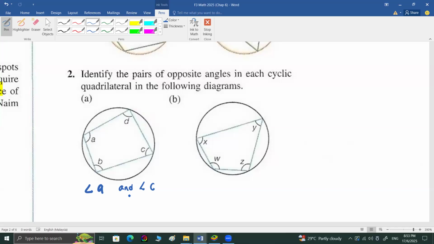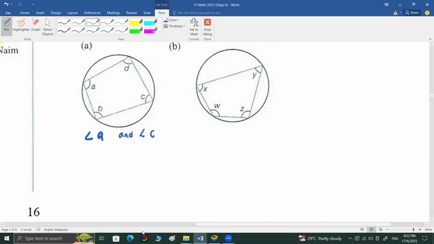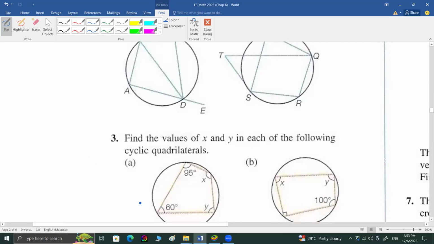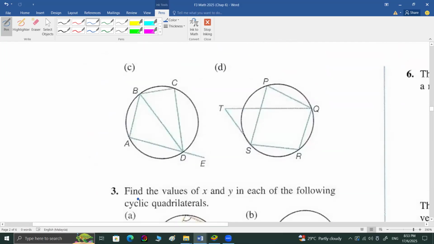Okay, what about B? X and? Yeah, X and Z, W and Y, yeah? X and Z, W and Y. So for question 2A and B, you use the small letters that are given. And for questions C and D, you apply the capital letters with 3 letters there. You know what I mean?